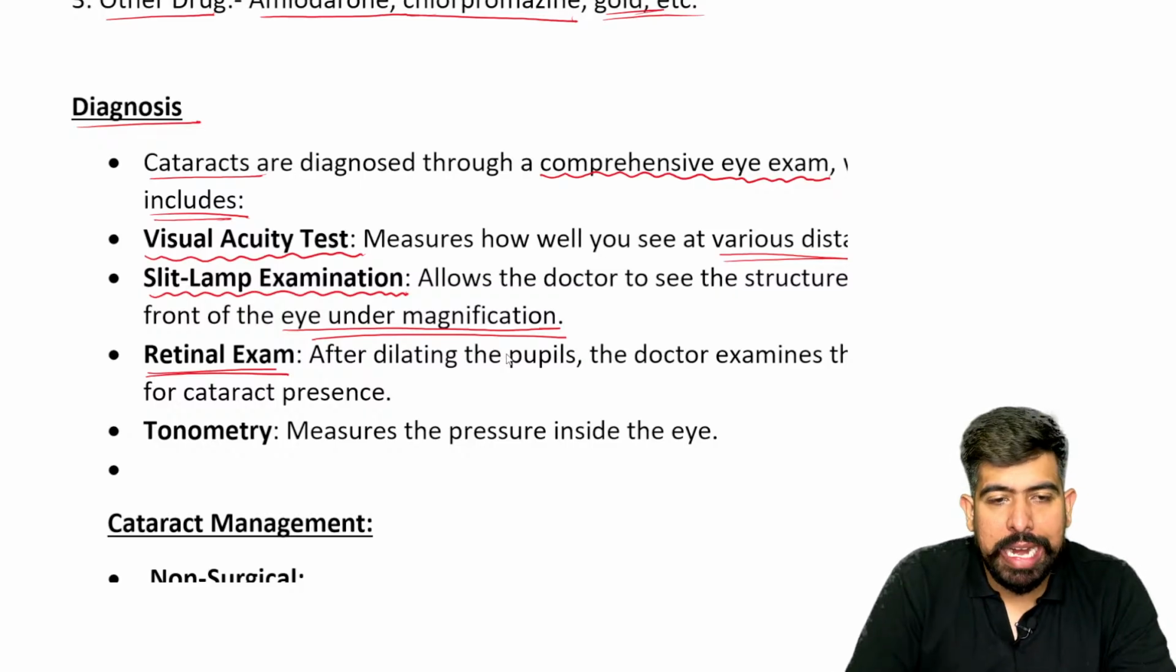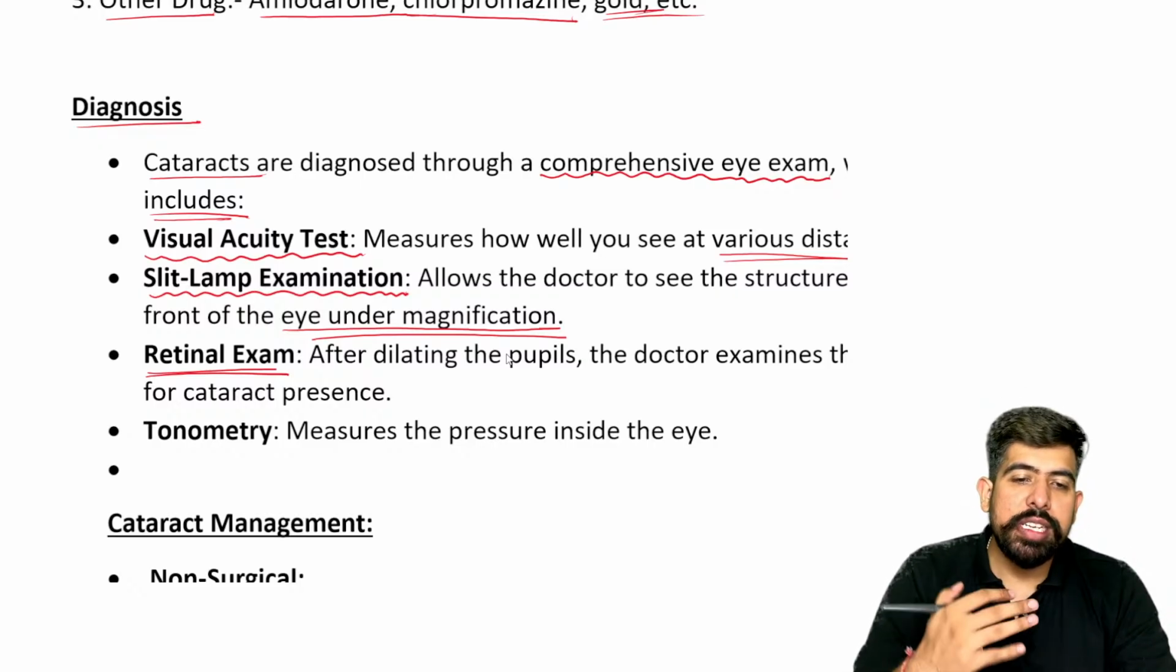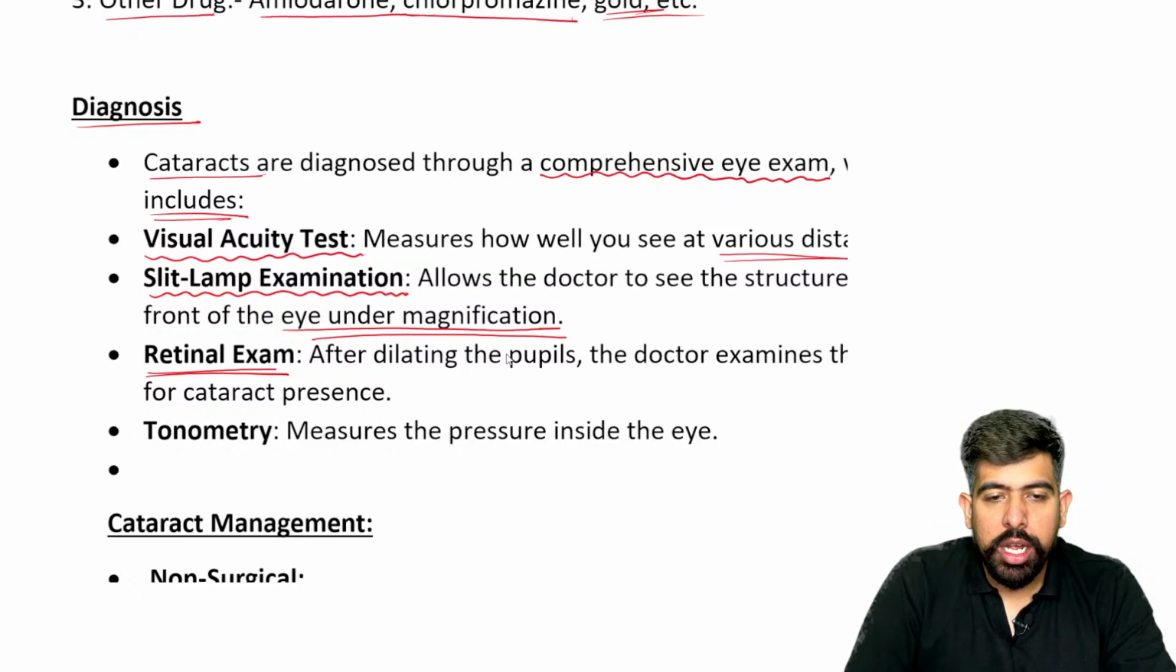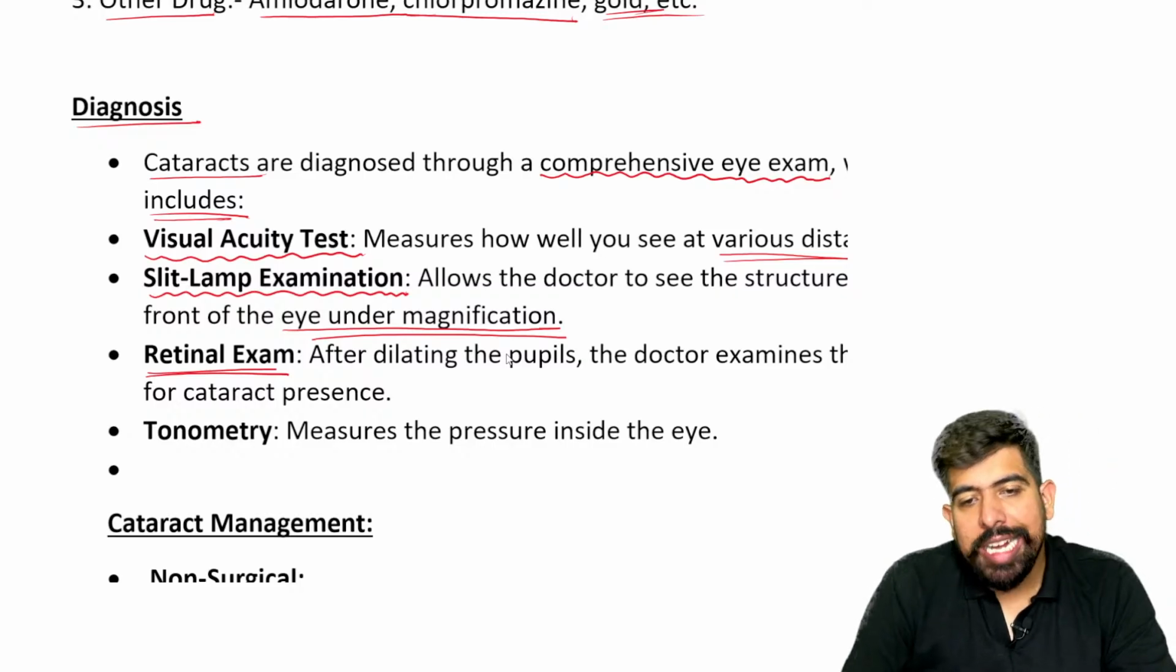Now your mind is saying, sir, if the lens is totally clouded, as we talked about in the cataract, right? If the lens is totally clouded, how are you going to see the posterior segment, which is your retina? In the posterior segment, we have the retina, right? So how will this retina be visible?